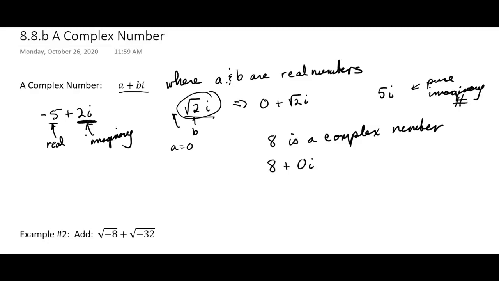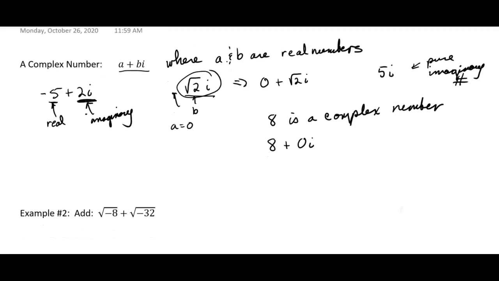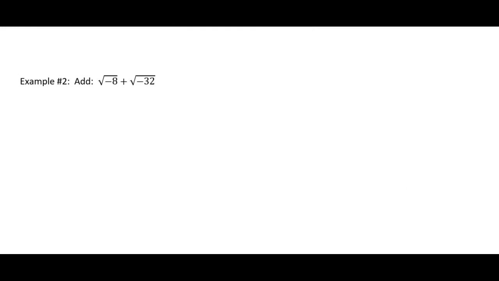Now, most of the time when we're working with complex numbers, they want us to write it in a plus bi form. Now, you might be saying, okay, am I going to have to always put that 0i for the real numbers? No, they don't usually do that. If a or b are 0, they don't usually write it. But you could. Okay. So let's look at an example. We have the square root of -8 plus the square root of -32.